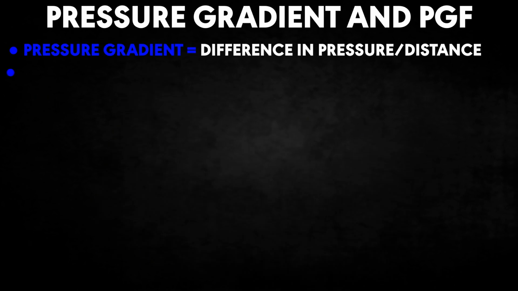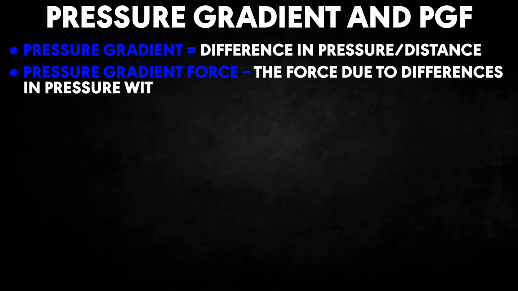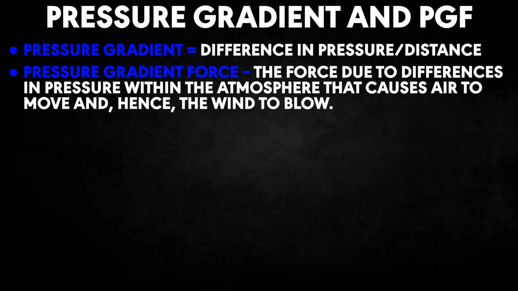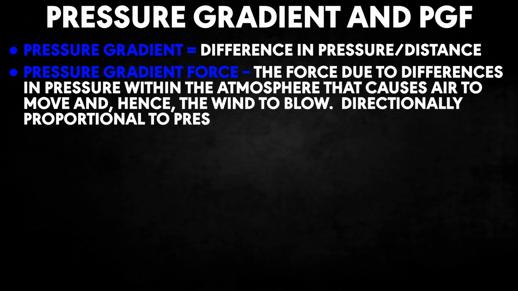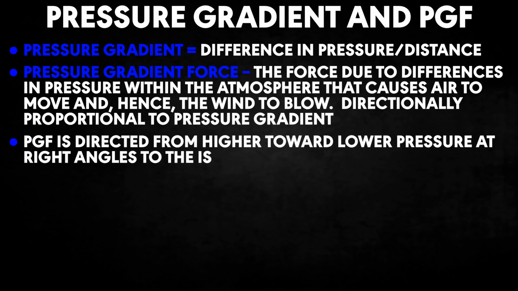Pressure gradient equals the difference in pressure divided by distance. Pressure gradient force is the force due to differences in pressure within the atmosphere that causes air to move and hence the wind to blow. It is directly proportional to the pressure gradient. PGF is directed from higher toward lower pressure at right angles to the isobars. PGF causes the wind to blow.